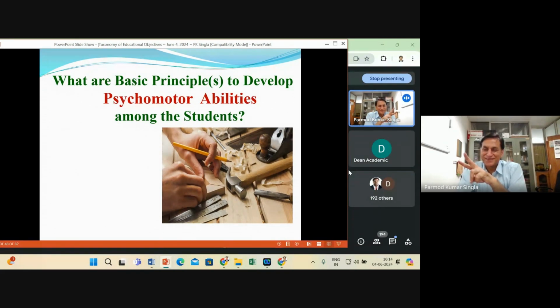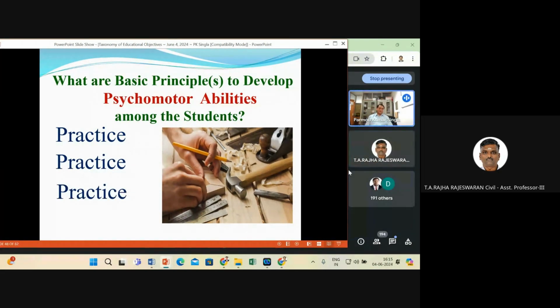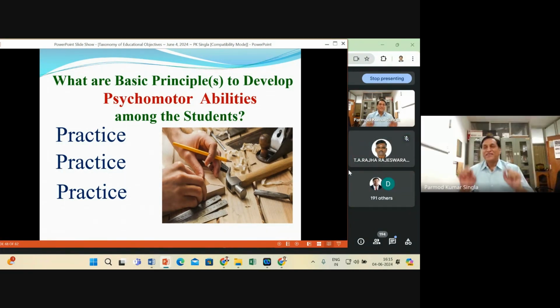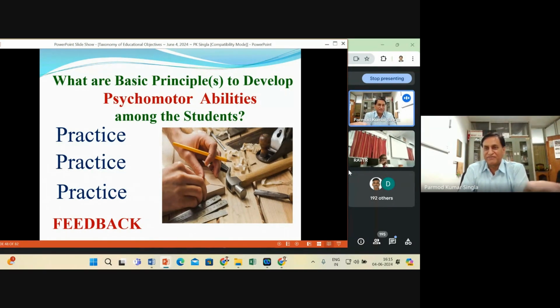Okay, I'll give you two principles. And I have never failed to get the third principle from my students, like all of you. For me, all of you are my students at the moment. The first principle is, you want to develop the psychomotor ability, practice. The second principle is practice. What is the third principle? Yes? Practice. You got it. There is no shortcut to practice, practice, and more practice if you want to develop a psychomotor ability, and give them the feedback while they are practicing.